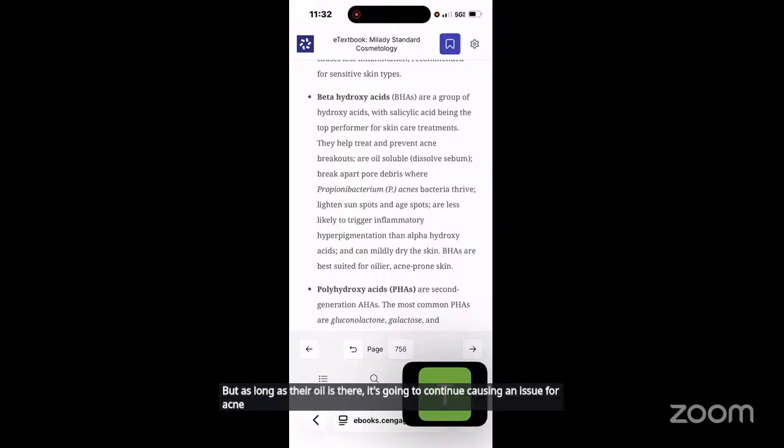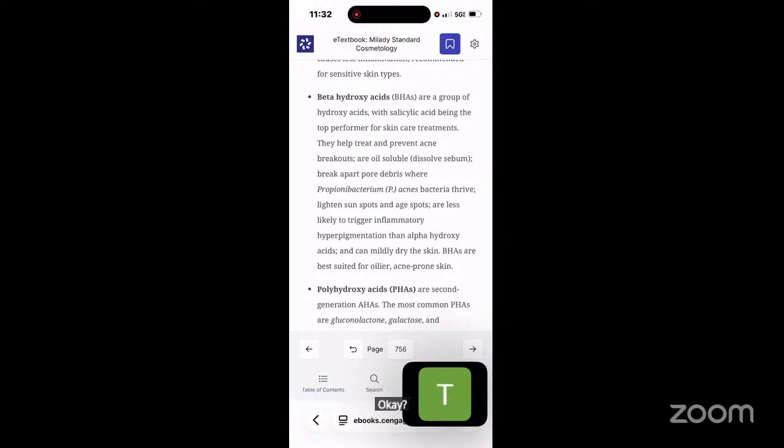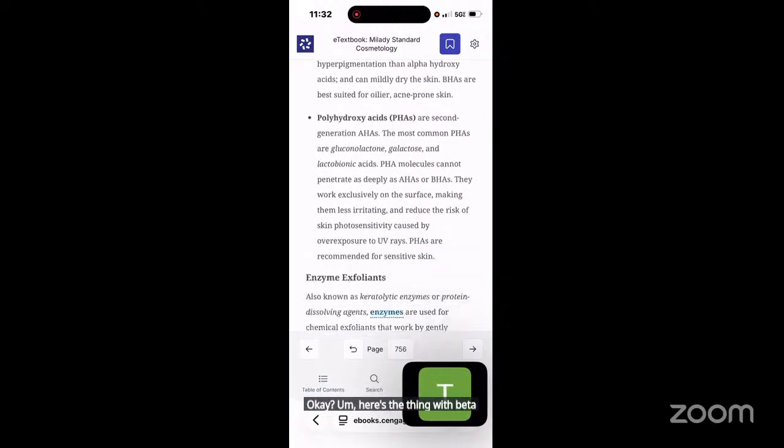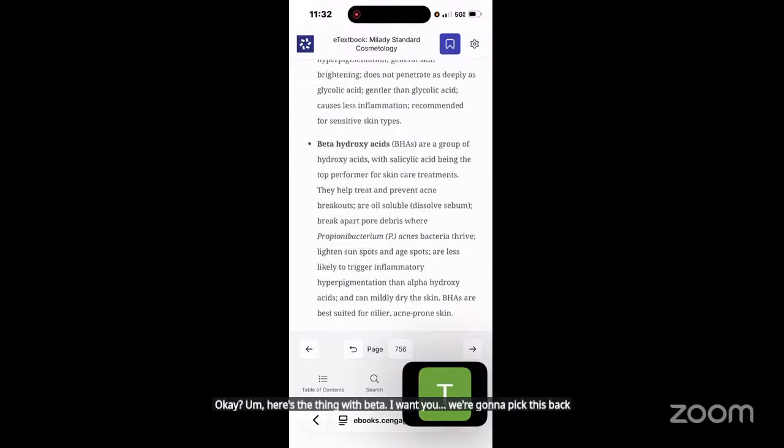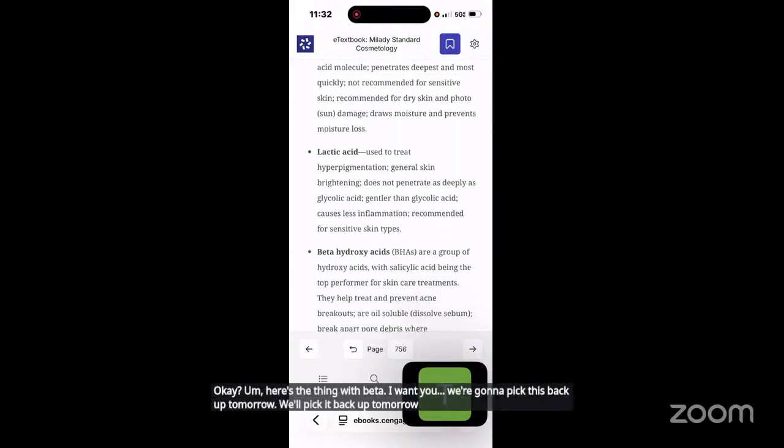So you see people that have really bad skin, their last resort is to say, okay, let me get a chemical peel, but don't get the wrong one. You get the beta hydroxy acid. Okay. Here's the thing with beta. We're going to pick this back up tomorrow, and I want to go a little bit further.